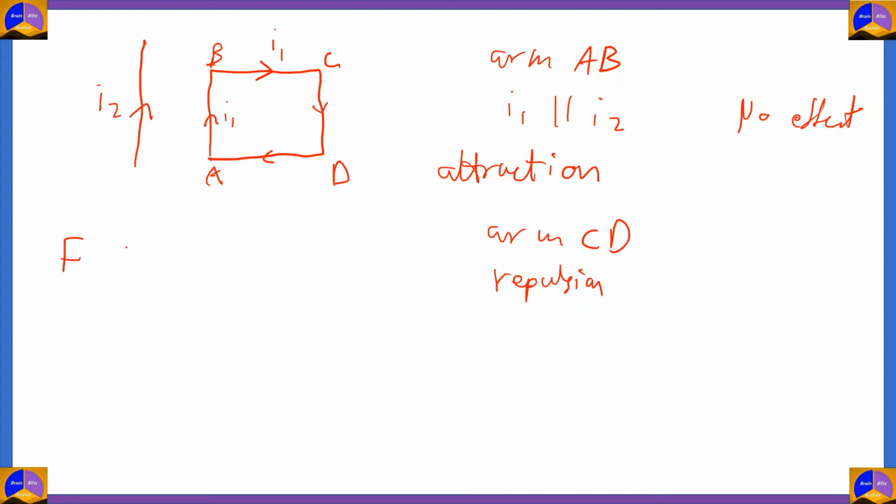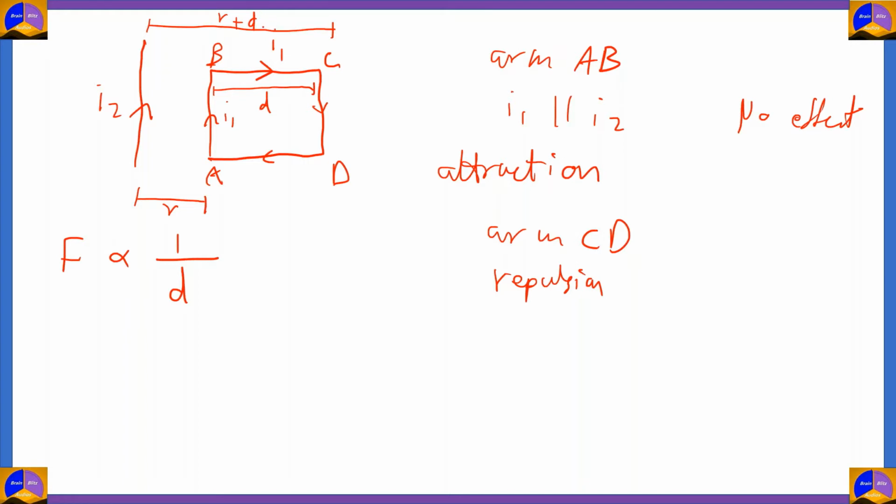Now remember, we said that this magnetic force is inversely proportional to distance. If you notice in the loop, AB has a shorter distance r than CD, which has, say, a combined distance of r plus d, supposing d is this distance.